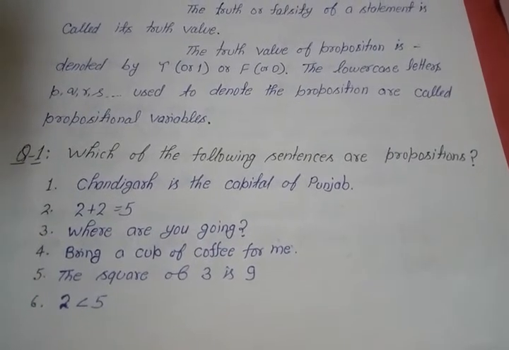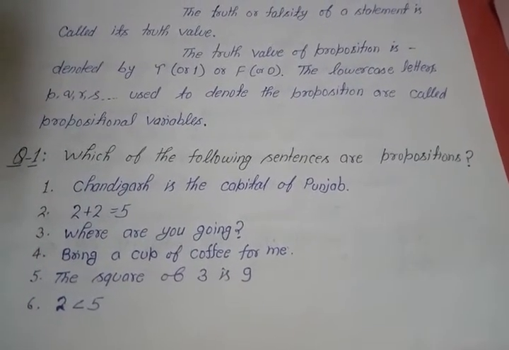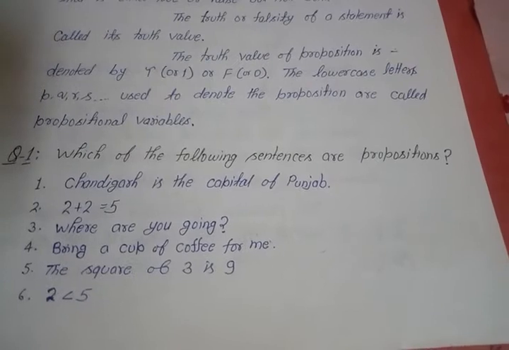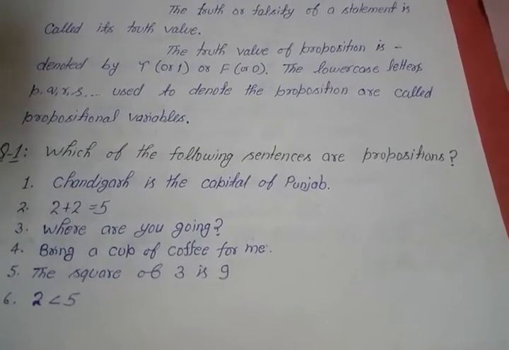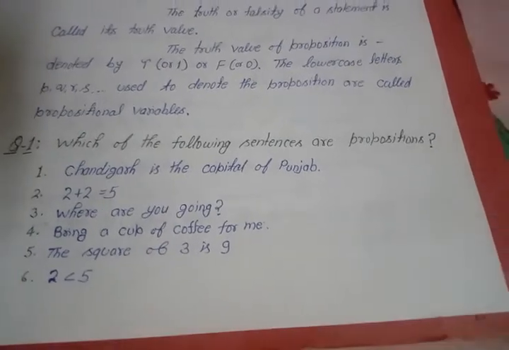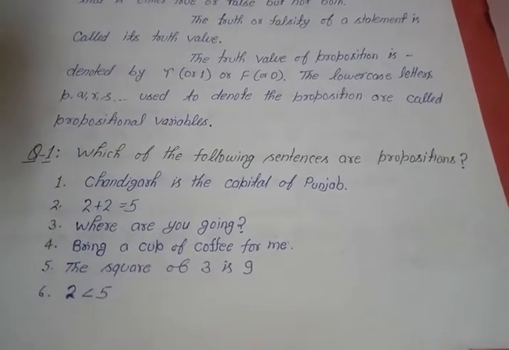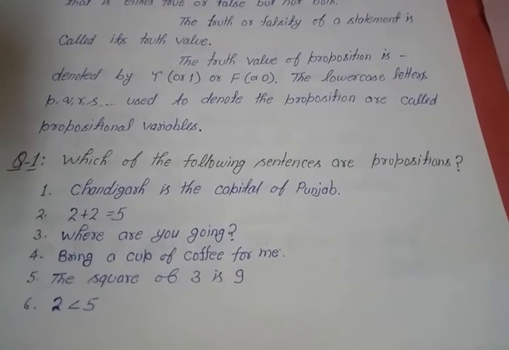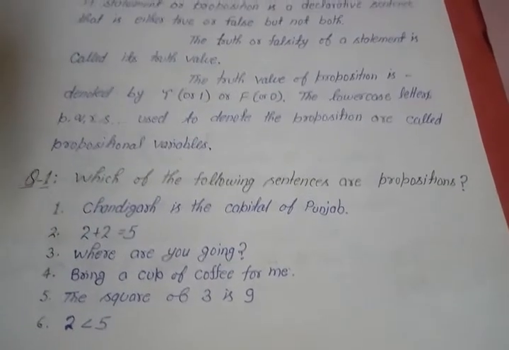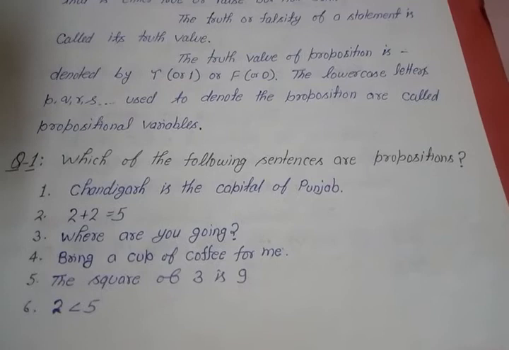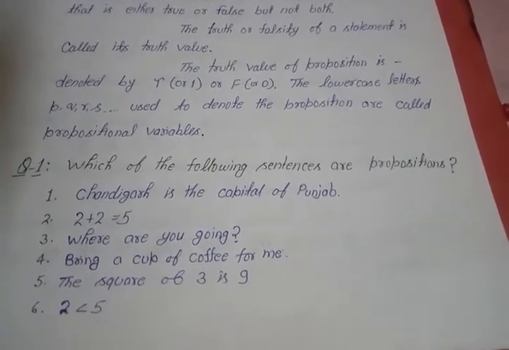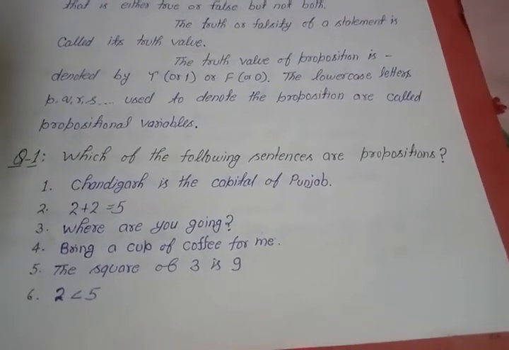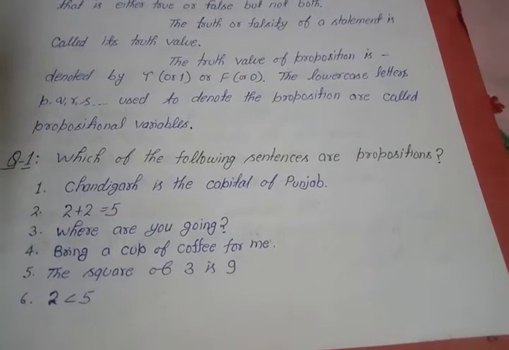Similarly, bring a cup of tea or coffee for me. The responses can be in the form of no as well as yes. So this is also not a proposition. Now the next statement, the square of 3 is 9. Yes, we all know that the square of 3 is always 9, so this statement has truth value T. In the last statement, 2 is strictly less than 5. We all know this is true, so the given statement 6 is a proposition.